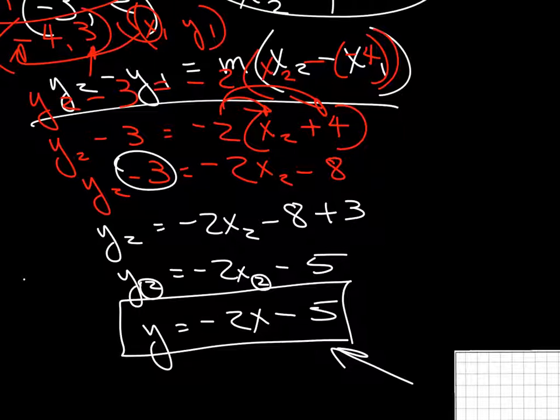Okay? So I just wrote the answer in slope-intercept form. Remember, slope-intercept form is this. Okay? Alright, let's look at example 5 in the next video.